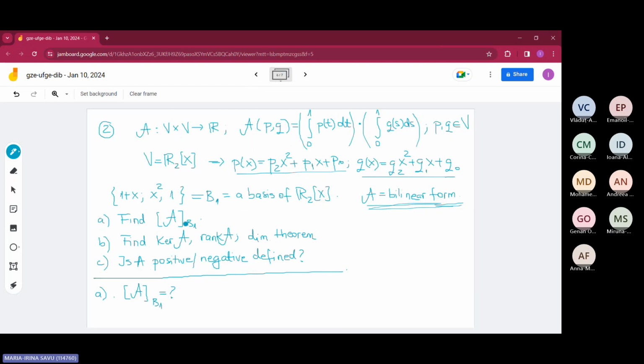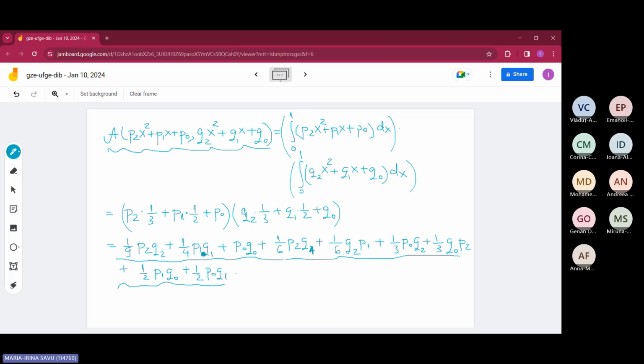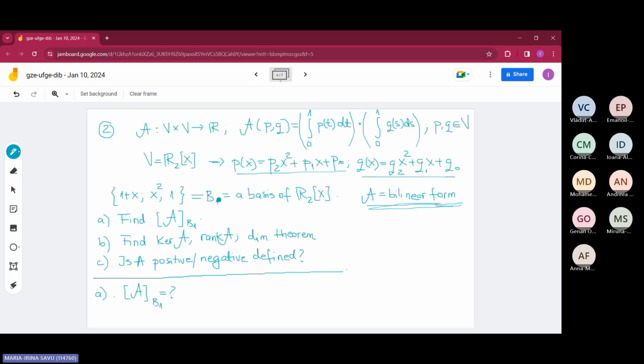So in order to write the matrix of A with respect to this basis, you have two methods. You can write directly the matrix by replacing P and Q with 1 plus x, x squared, 1, and so on. Or you can write from here the matrix of A with respect to the canonical basis, and then write the change of basis matrix C from the canonical basis to B1, and use C transpose times A times C. Okay, so you have two methods for the matrix. But let's find this matrix directly.